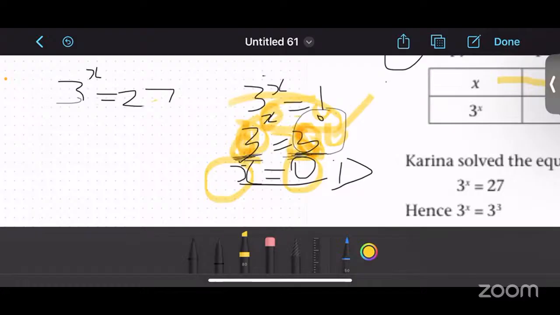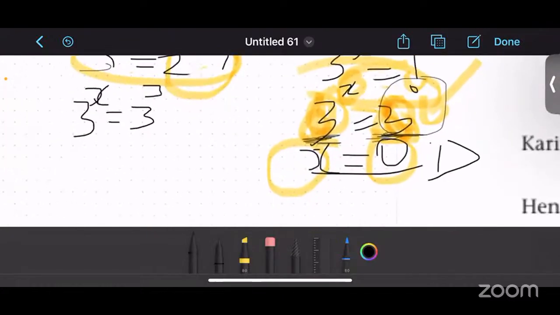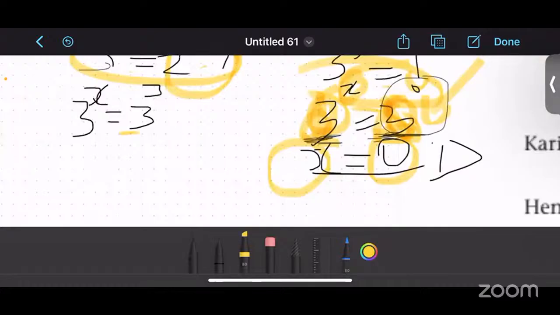So I want us to do the same thing on here. Do you think we can change the 27 so that we have 3 to the power of something? Oh, ma'am, we can change. We can make it 3 to the power of 3. Perfect. So you see now the bases are the same. Now we can work with exponents.